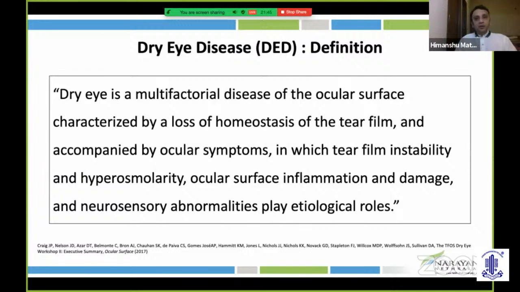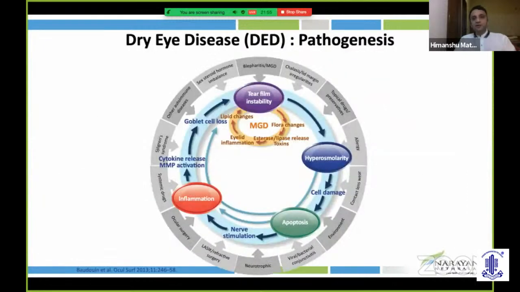To give the latest definition of dry eye, as we know, it is a multifactorial disease. But in the definition, there are certain very important factors, and I've highlighted them here. One is hyperosmolarity, second is apoptosis, third is inflammation, and fourth is tear film instability. These are the 4 main pillars of the pathogenesis of dry eye. Whenever we want to treat any disease, if we know the pathogenesis well, we can treat the disease more efficiently, because all we have to do is tackle these things individually, and you can actually treat the disease.